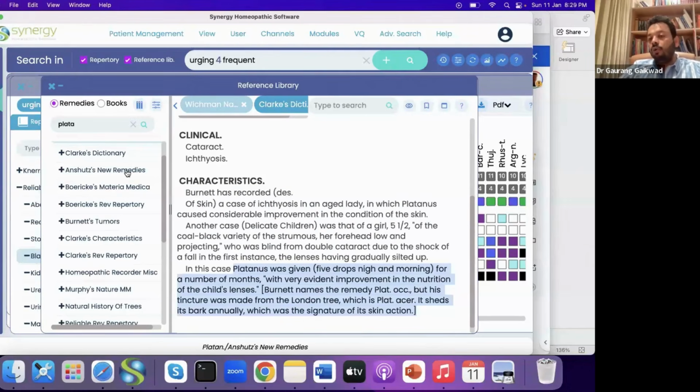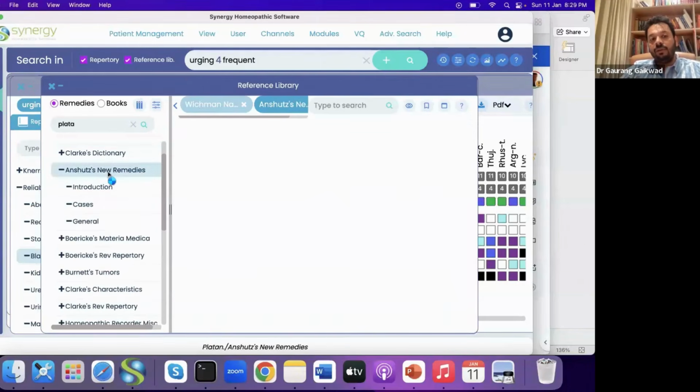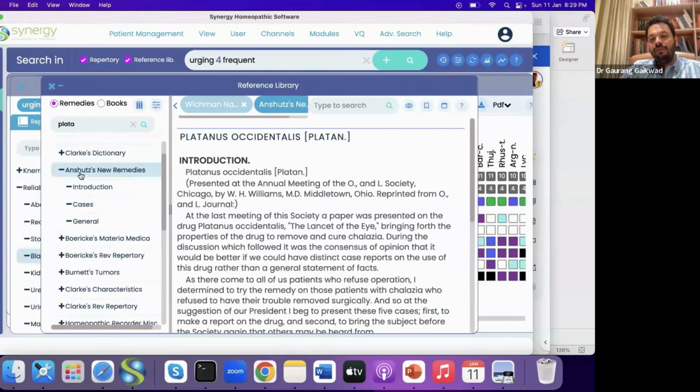The other good book I want to tell you, which you want to read rare remedies from, it's written here. I hope you can see this here. Anschutz, New, Old and Forgotten Remedies. This is a very nice textbook of old remedies, of forgotten remedies, of some rare remedies. It's a fascinating book. There are about, I think I have it on my table also somewhere.